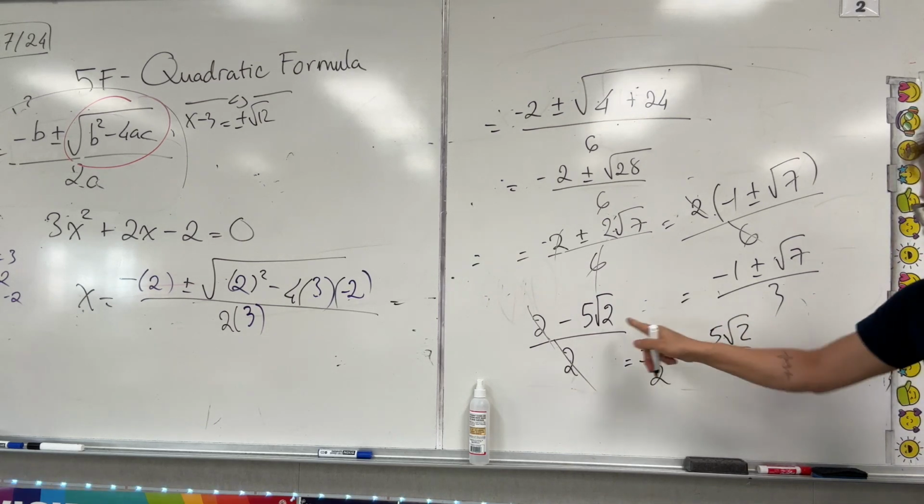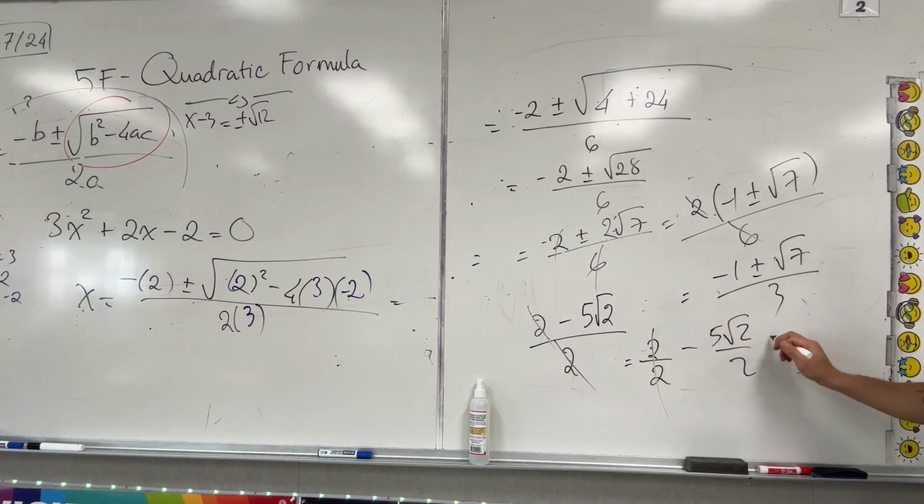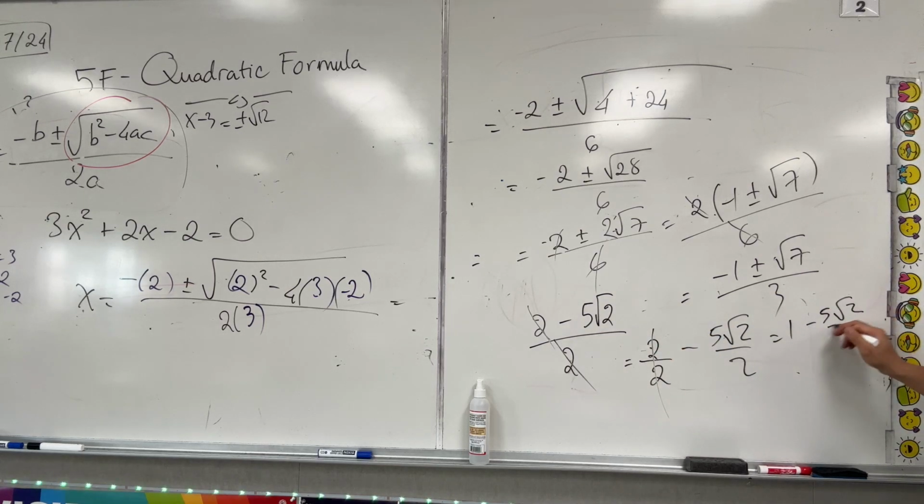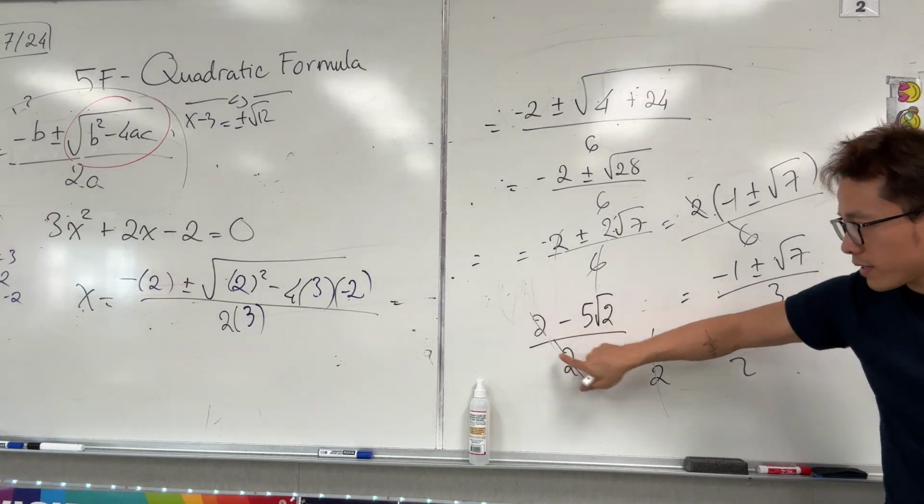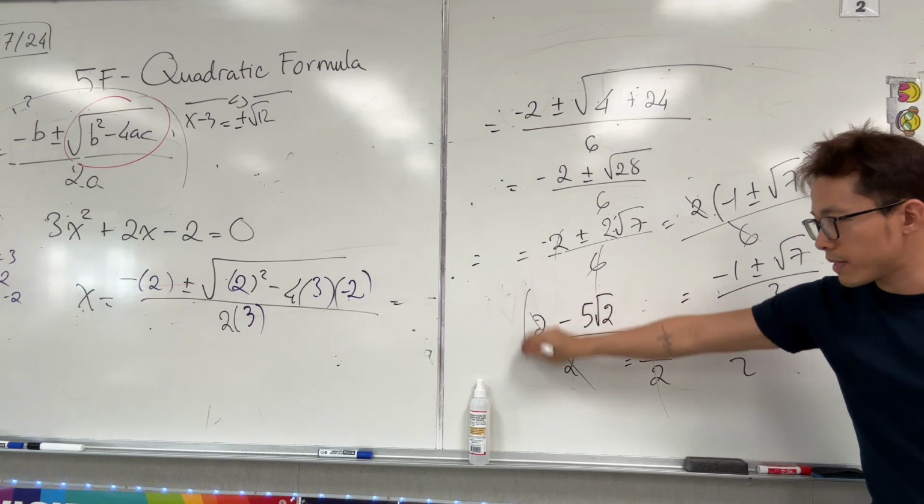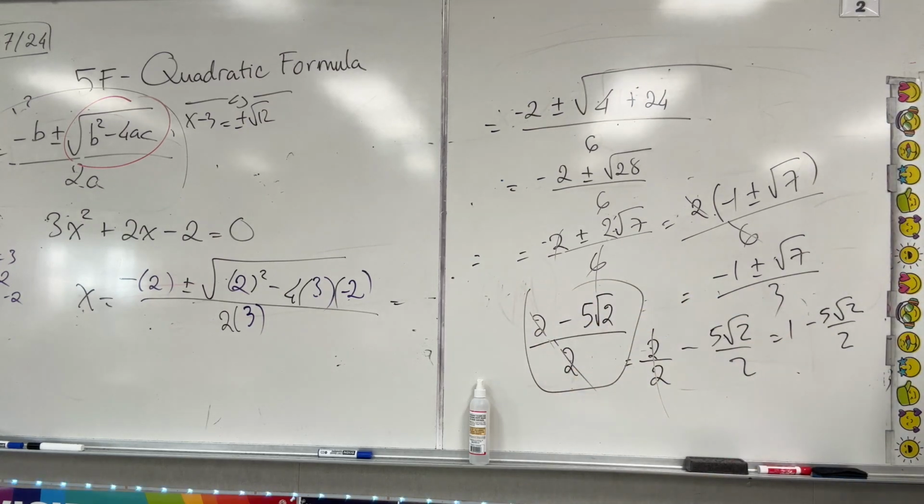If you really want to cancel it, then this one you can cancel, become 1 minus 5 square root of 2 over 2. If you really want to cancel it, you break them out first, right? If you don't want to cancel it, because they cannot factor out anyway, just keep it like this. There's nothing wrong with it. Make sense?